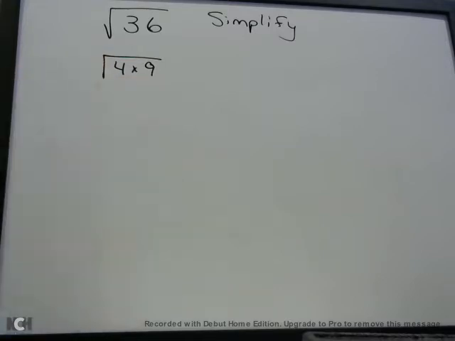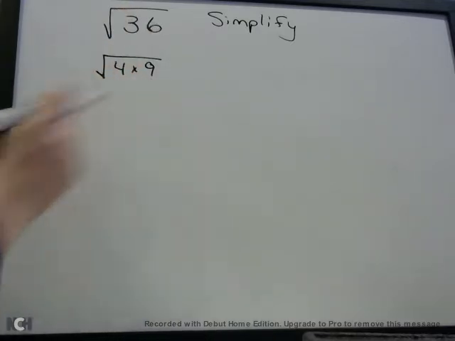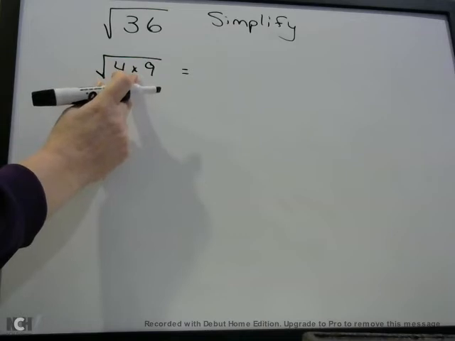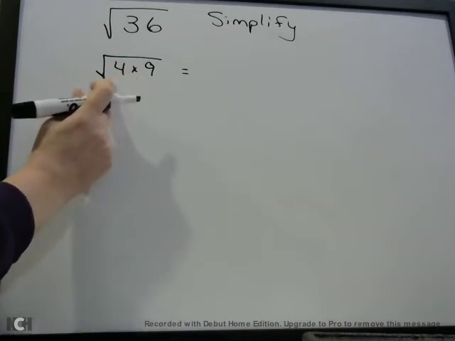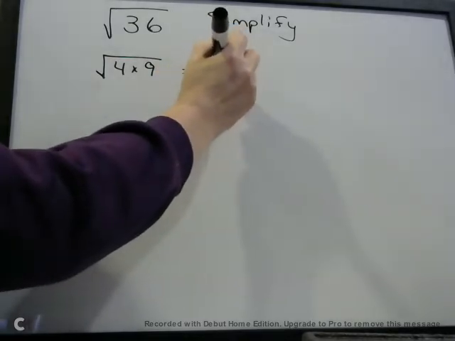So 4 times 9 is 36, so instead of writing it as 36, we're going to take the square root of 4 times 9. Now this we can break up. So this is going to be equal, if this is a multiplication sign here, we can make this into the square root of 4 times the square root of 9.